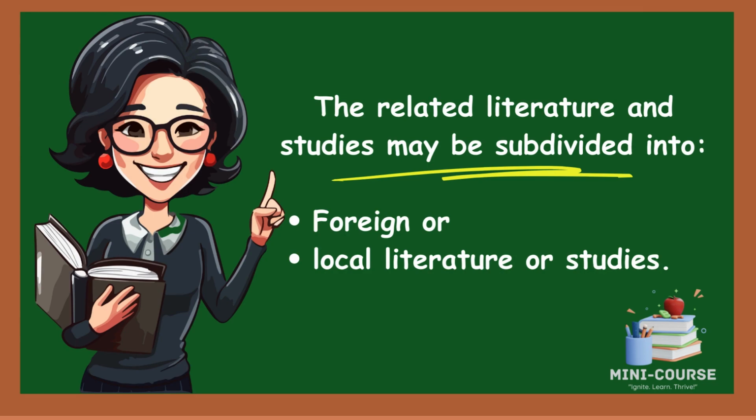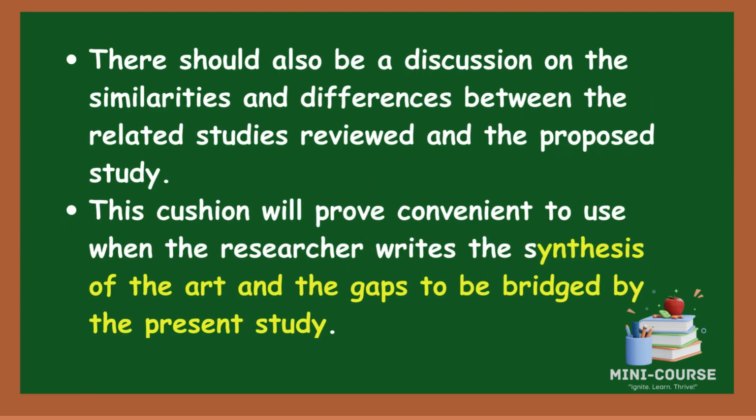The related literature and studies may be subdivided into foreign or local literature or studies. There should also be a discussion on the similarities and differences between the related studies reviewed and the proposed study. This cushion will prove convenient to use when the researcher writes the synthesis of the art and the gaps to be bridged by the present study.